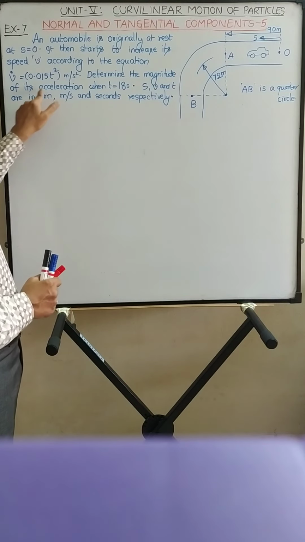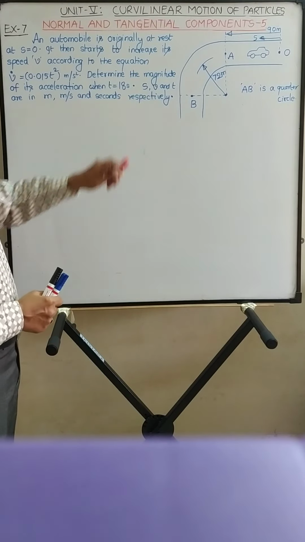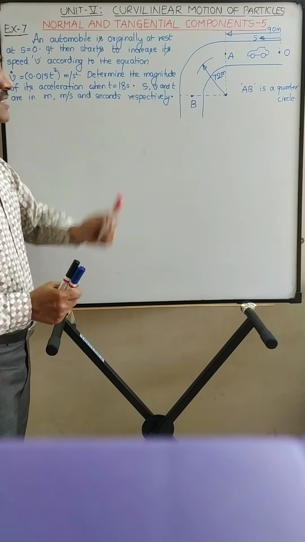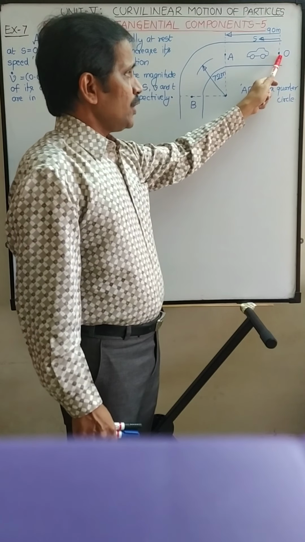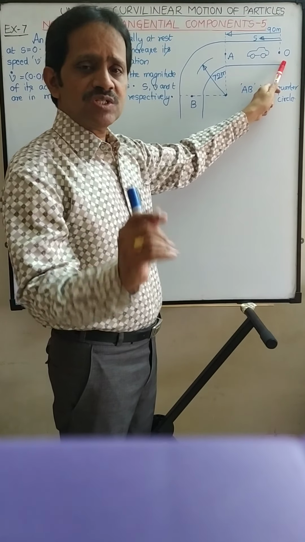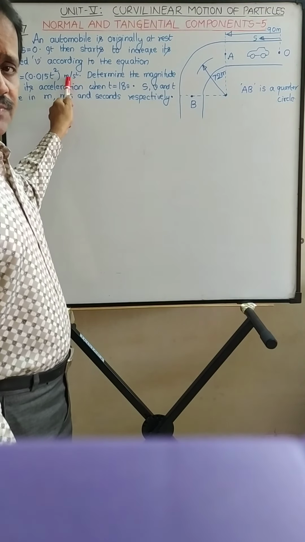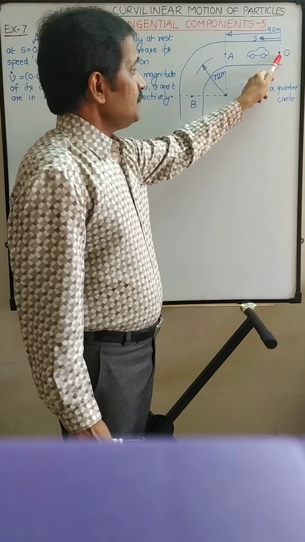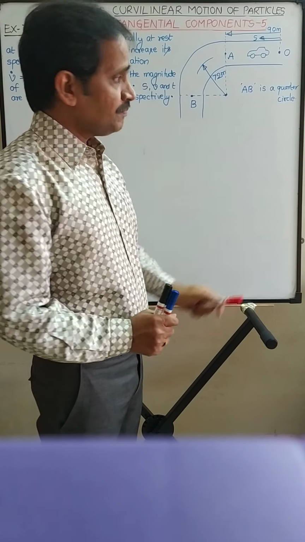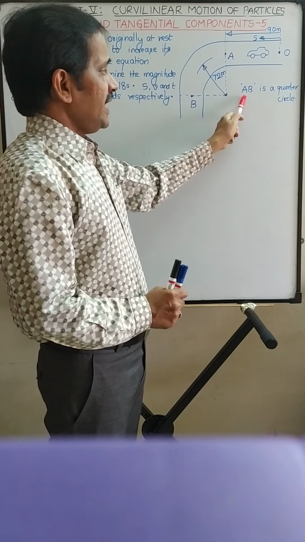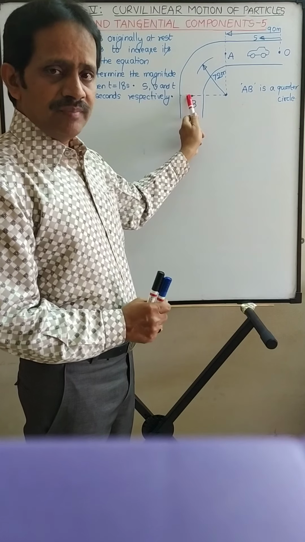Determine the magnitude of its acceleration when t is equal to 18 seconds. s, v and t are in meters, meters per second and seconds respectively. The automobile is starting from point O with 0 speed and then it accelerates as a function of t as per this expression. From O to A it is moving along a straight line, so it is having rectilinear motion. From A to B, AB is a quarter circle, so the automobile will move along a curved path from A to B.